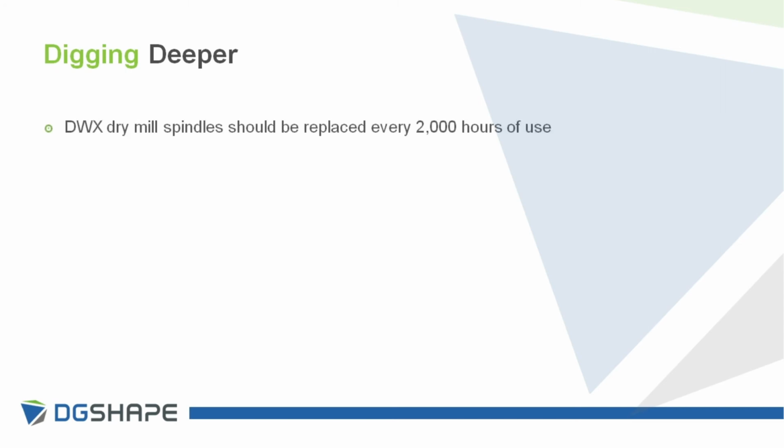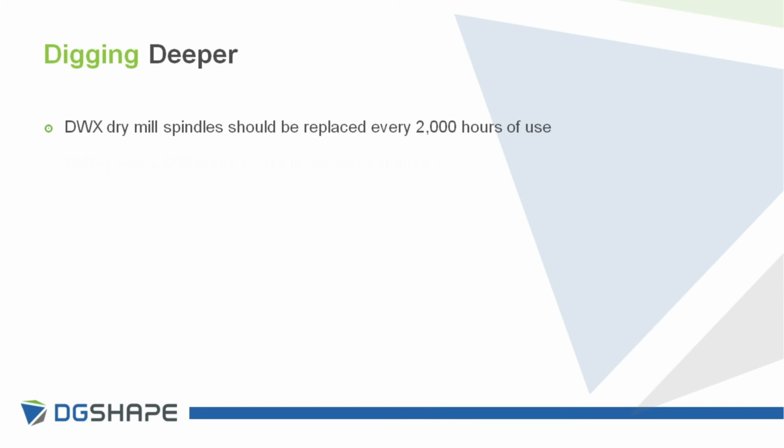Let's dig a little bit deeper into this. I know there may be questions after seeing spindle replacement listed as a maintenance operation, and you may wonder when a spindle should be replaced. The recommended replacement time for dry mill spindles is 2,000 hours of use.